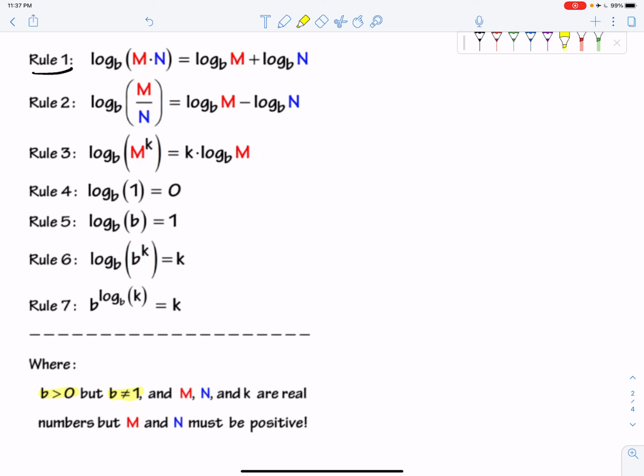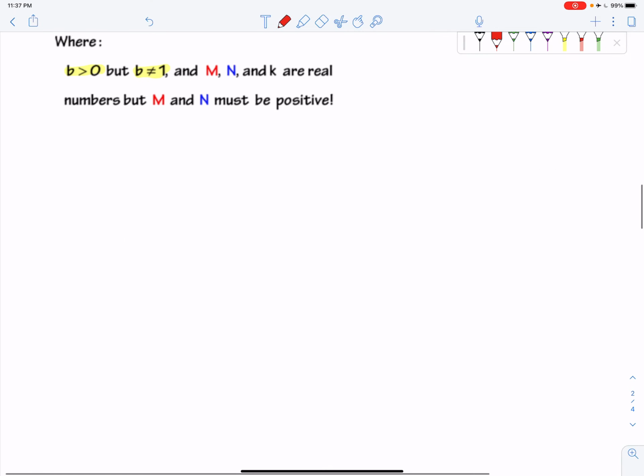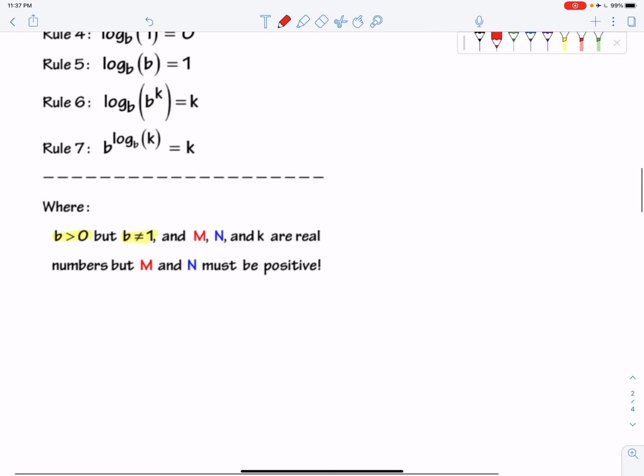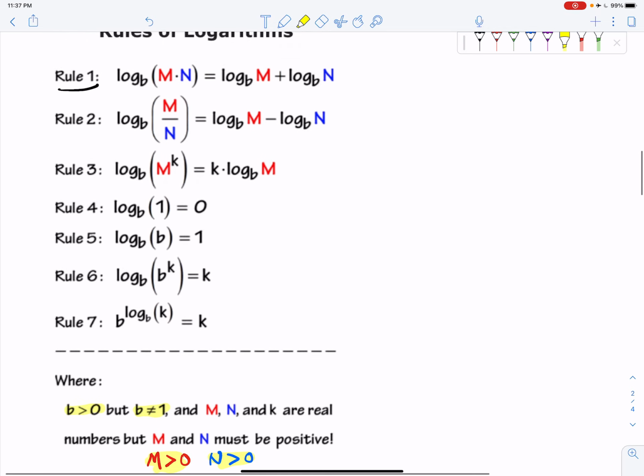So let's see, let's do this down here. It says m, n, and k are real numbers, but I really should be a little more clear. m must be positive, so m is greater than 0, and n is also greater than 0. Remember that? We talked about the arguments needing to be greater than 0, so I'm going to put a little highlight on those two as well. So those are some real important pieces that we have to keep in mind.